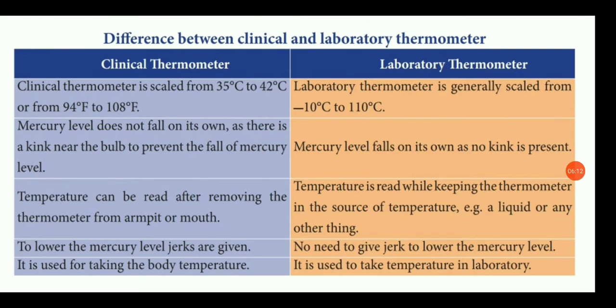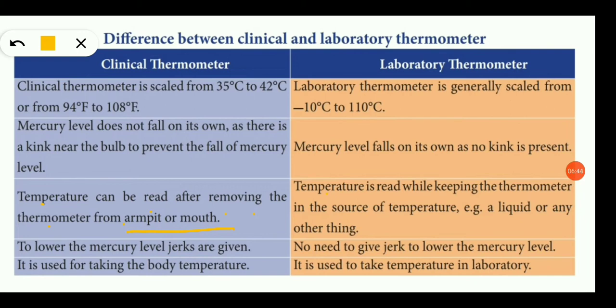In the clinical thermometer, the mercury level does not fall on its own, as there is a clink near the bulb to prevent the fall of mercury level. Clinical has a clink. The laboratory thermometer's second point: the mercury level falls on its own as there is no clink present. Clinical thermometer, third point: the temperature can be read after removing the thermometer from the armpit or mouth.